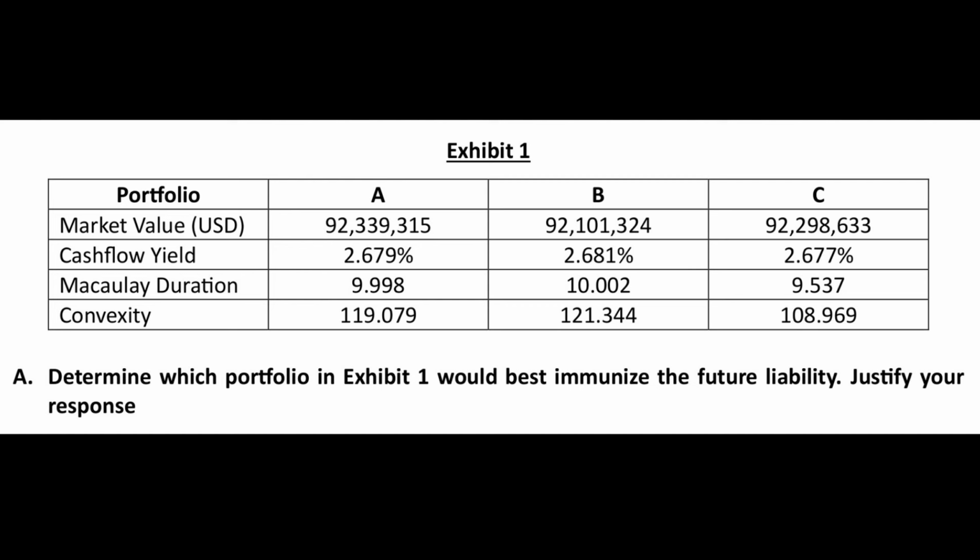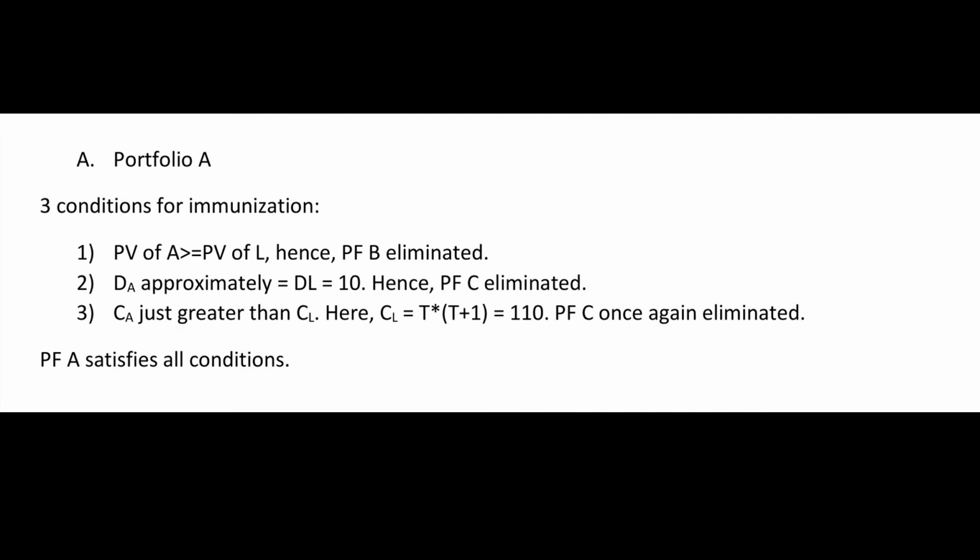We look at A. A's present value of asset is more than that of liability. Its duration is equal to 10, and its convexity is there's no need to compare actually with the convexity of B and C, because B and C are anyways ruled out. Okay, so accordingly the answer is what? A. Look at my standard answer. I have written portfolio A, that's determination. I have not wasted my time by writing portfolio A is the most recommended portfolio for immunizing the liability of 10 years. No, only portfolio A. Then I have written 3 conditions for immunization.